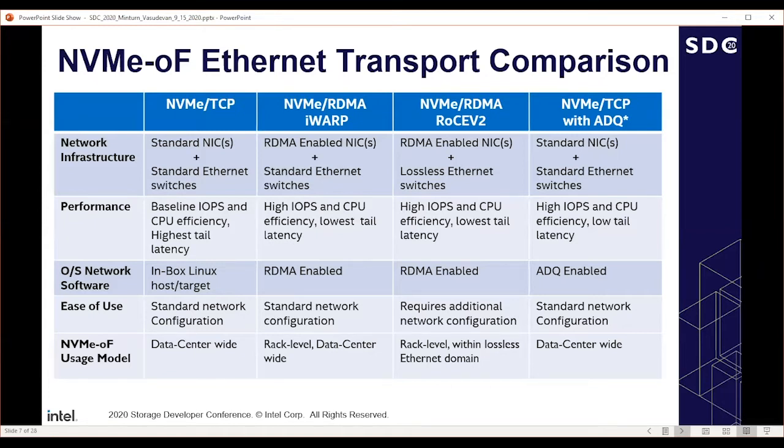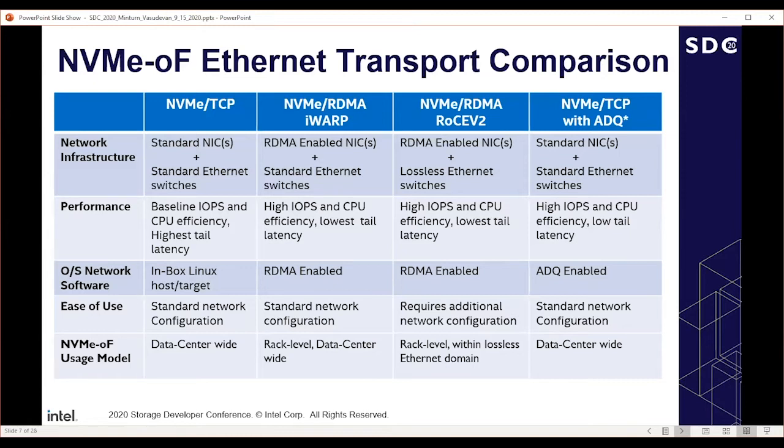Looking farther over on the right, what you see is NVMe TCP with ADQ. We'll give a refresher on what ADQ is in the next slide, but basically it's optimized TCP, some optimizations that were put in for TCP to improve efficiency. The NVMe TCP, we're putting this in as baseline IOPS as far as its CPU efficiency and its latency, because it's based on the traditional TCP stack.